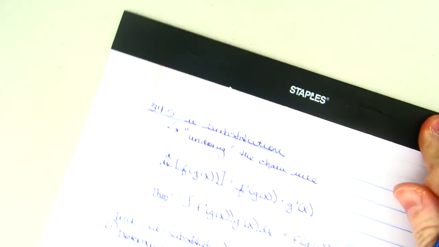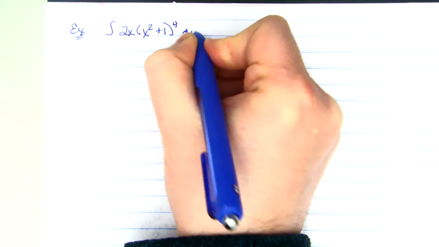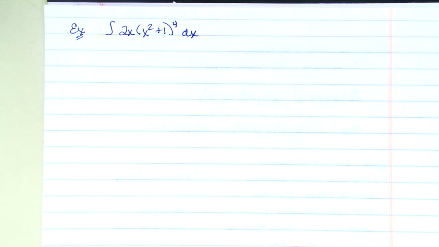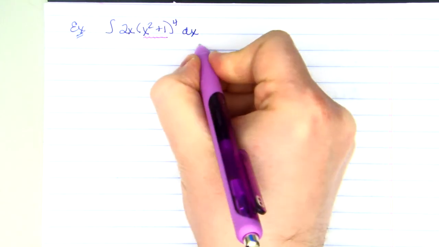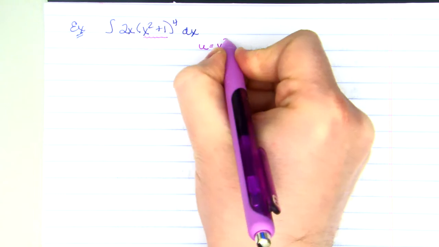Okay, here we go. First example. I would like to try to do the integral of 2x times x squared plus 1 to the 4th dx. And the first thing I need to do is decide what my u will be. My u is my inside function. I think my inside function is this x squared plus 1. So I'm going to say that u equals x squared plus 1.